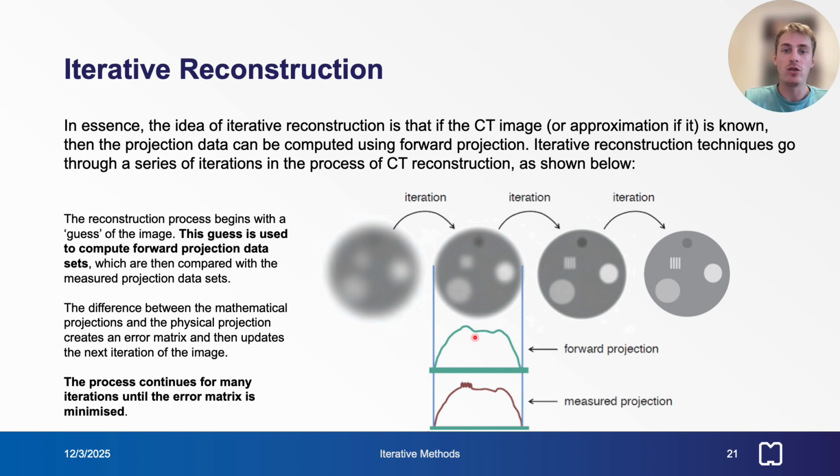The guess is then used to compute forward projection data sets, which are then compared with the measured projection data sets, or sinograms. The difference between the mathematical projections and the physical measured projections creates an error matrix. And then this error matrix is used to update the next iteration of the image. And this process continues until that error matrix is minimized.